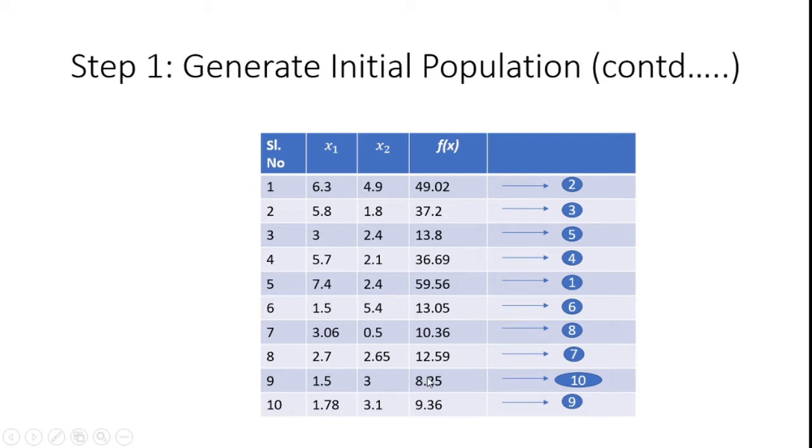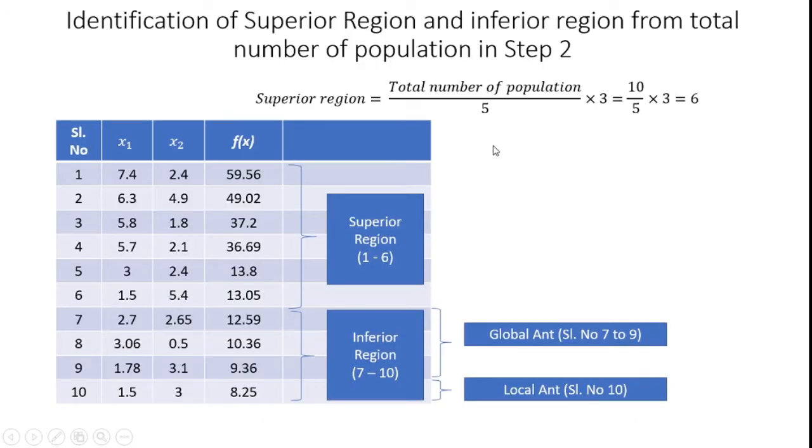The smaller number is 8.25. Likewise, in every population, I rearrange or resequence the population order. Here you see, I rearrange all the values from 59.56, then 49.02, then 37.2, and it continues to the minimum point, which is 8.25. I reschedule all of these, which is the step available in ant colony optimization, which is step 2.